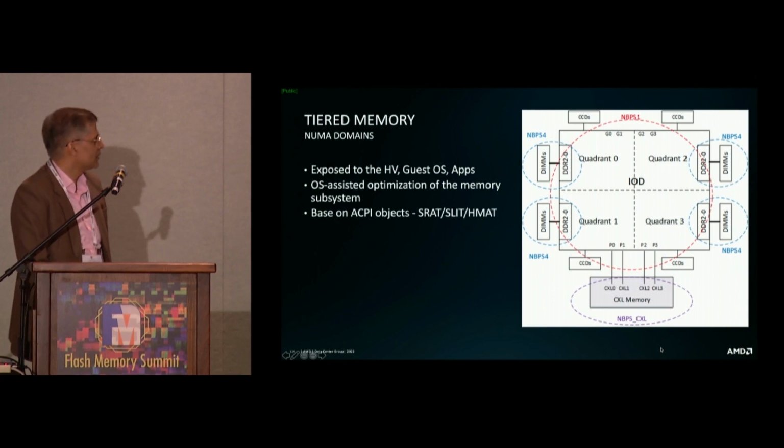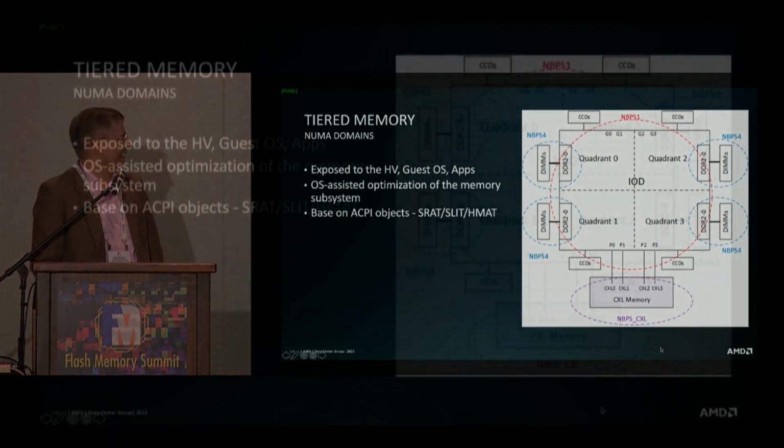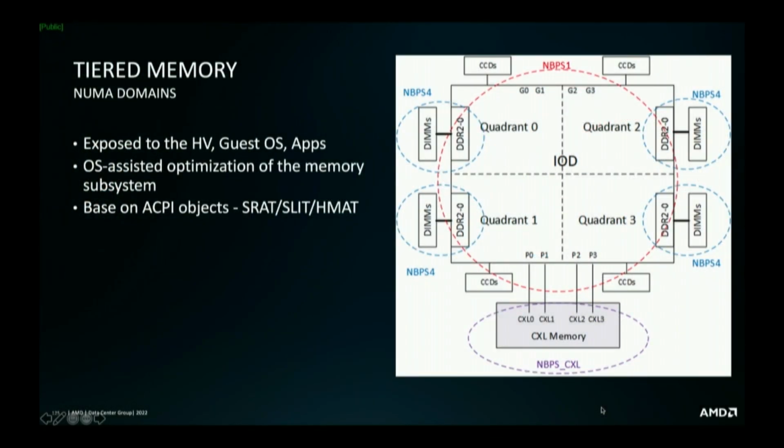I'm in marketing, so I'm not going to go too much into this. But suffice it to say that we have the static resource allocation tables and the heterogeneous memory attribute tables, which tell you what type of memory it is, what type of bandwidth it is, how much latency it is, and then accordingly allocate the processor accesses to that type of memory.